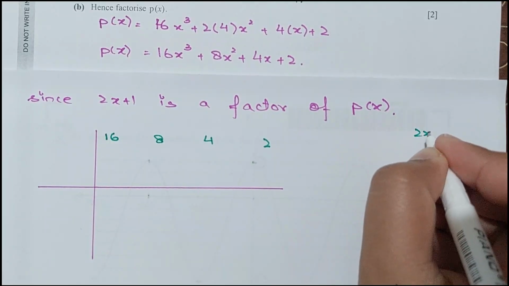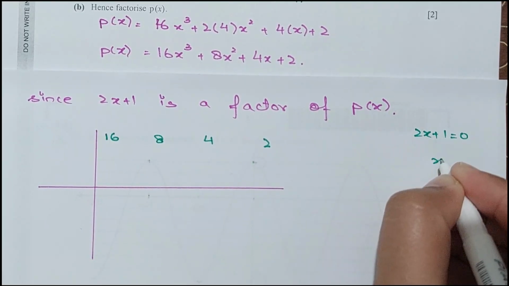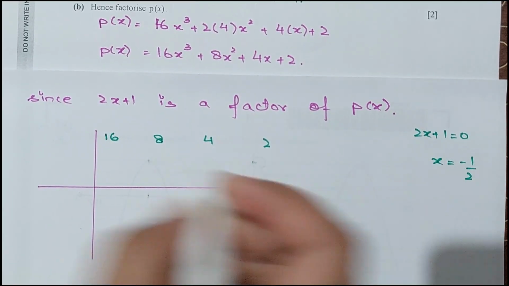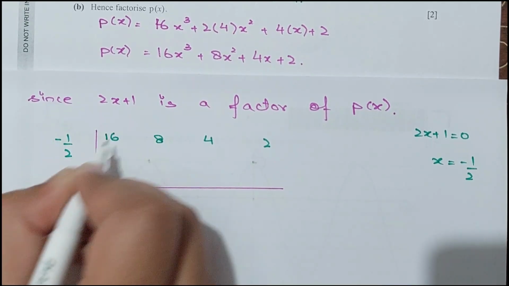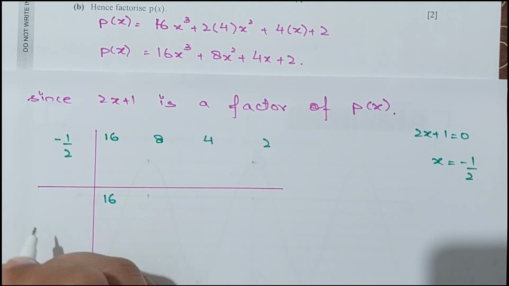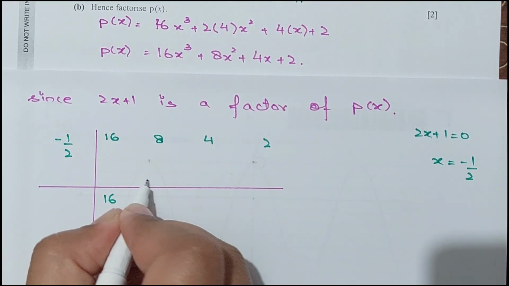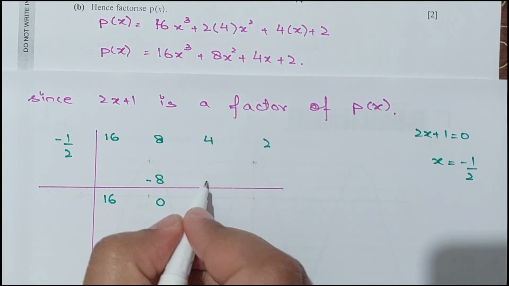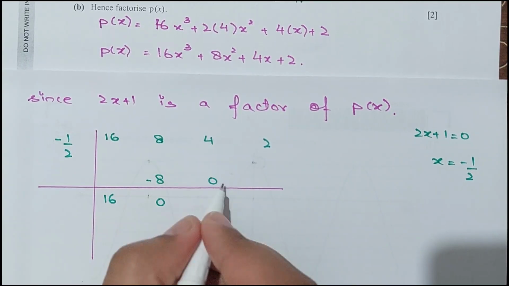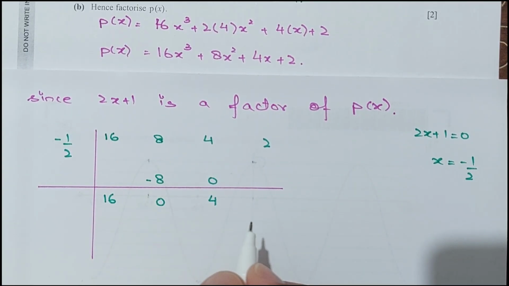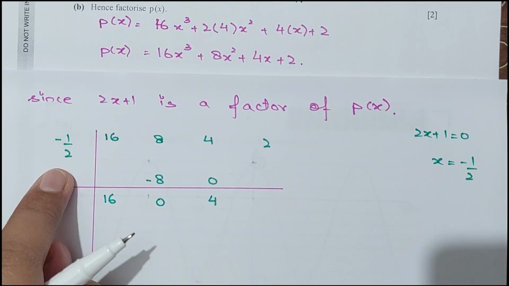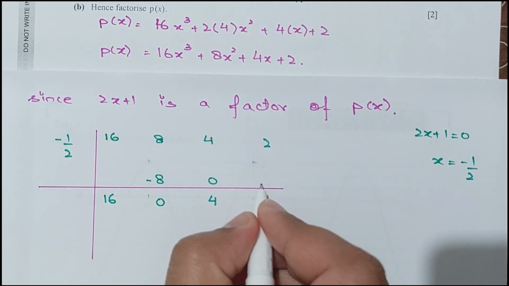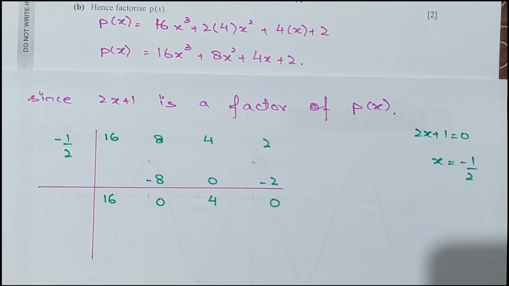So 2x plus 1 equals 0, so x is minus 1 over 2. We take minus 1 over 2. Bring the first term 16 down as it is. Now minus 1 by 2 times 16 is minus 8. When we add them up, that is 0. Then times 0 is 0, and when we add them up, this equals 4. And minus 1 by 2 times 4 is minus 2. When we add them up, we have 0.